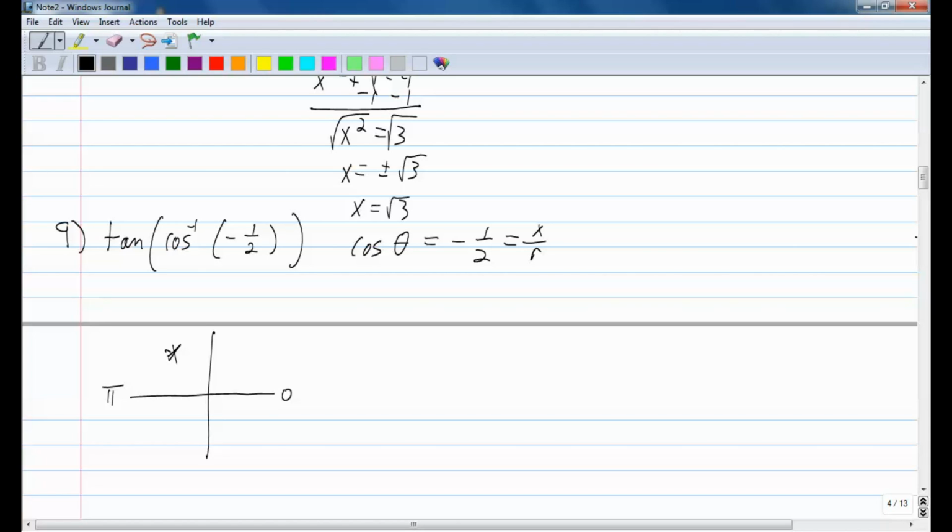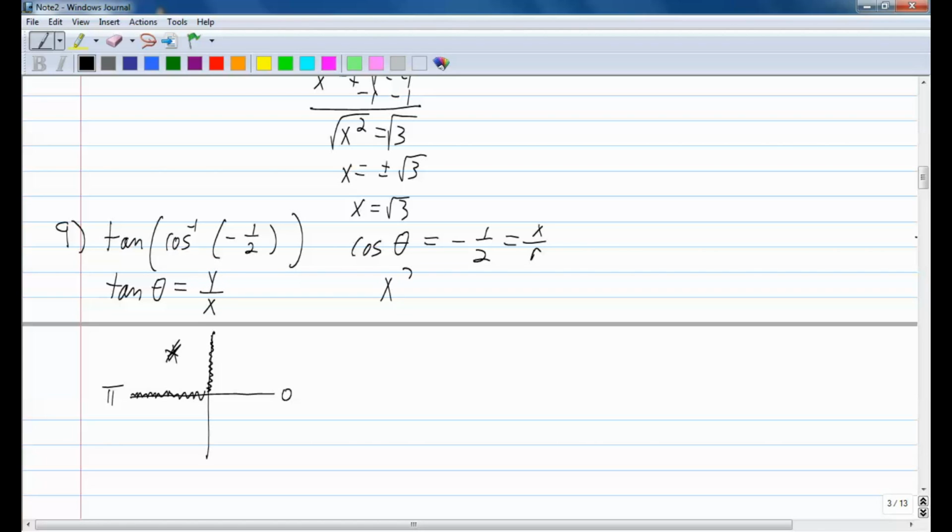Alright, so the angle measure is here. If the angle measure is here, we need to make sure that all of our y's are positive, all of our x's are negative. So our x was negative 1. When we solve for our y, if we have to solve for our y, we need to make sure we make it positive. Alright, we want the tangent of the angle measure. Tangent is y divided by x. So we do need to solve for y.